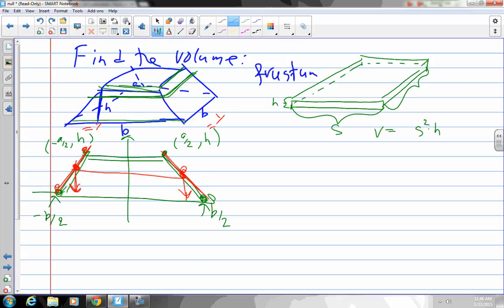No, we're just going to add them all together, right? Yeah, let me just make sure. Okay, so let's find the equation of this line. I want to find the equation of a line between 2 points, a over 2 comma h, and b over 2 comma 0.